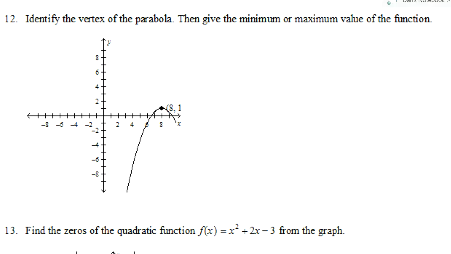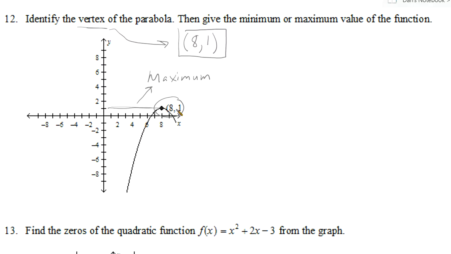This one's pretty straightforward. Identify the vertex. Oh, they give it to us right here. So the vertex is 8, 1. I think they give it to you on the test. The bigger question is the minimum or maximum. Because it has a top, the maximum is the top here. So this is a maximum.